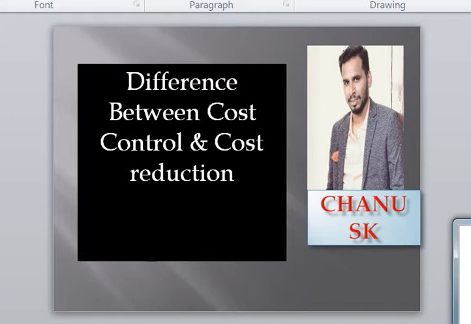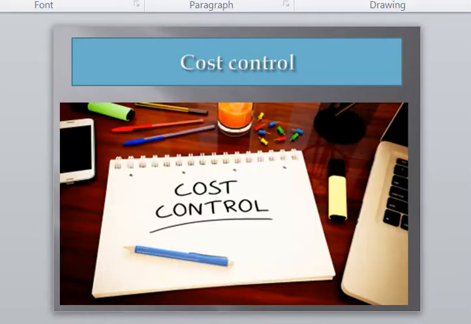So today's topic is the difference between cost control and cost reduction. Okay, let's understand what cost control is. Cost control is a practice of identifying and reducing business expenses to increase profits, and it starts with the budgeting process.